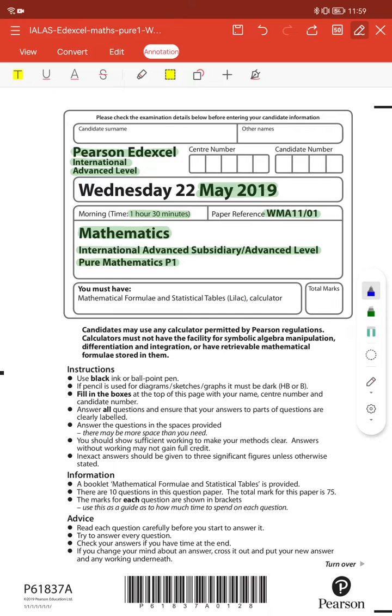You can use this as a mark scheme, or you can check all the necessary working out that you'd need to show to get all the marks, or as a guide on how to approach certain questions, because they tend to repeat a lot of similar questions with different numbers.